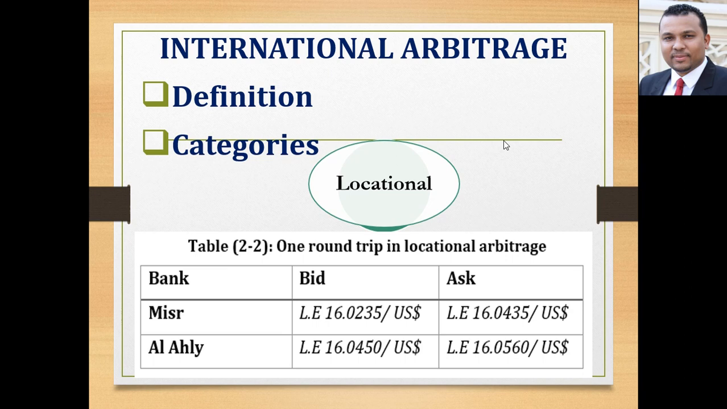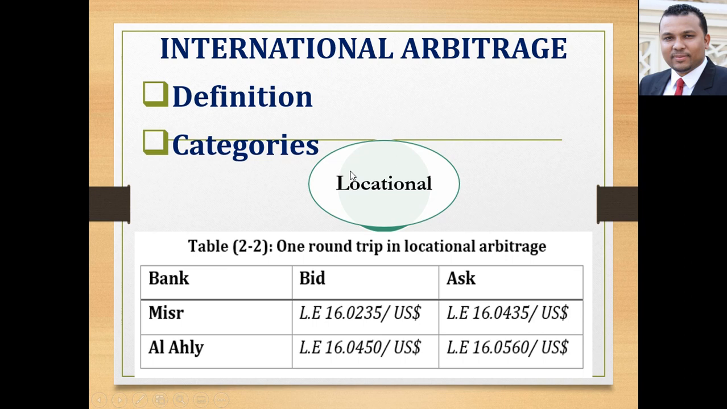Remember in the last lecture, we talked about two determinants for the market, supply and demand. The forex rate is subject to the case of demand and case of supply. And we connect the forex market with the balance of payments. When we talk about the payment side in the balance of payments, this is demand for foreign currencies, or demand for dollars. The side for revenues in the balance of payments is the supply of foreign currencies, or supply of dollars. Generally, how many categories are there in international arbitrage?